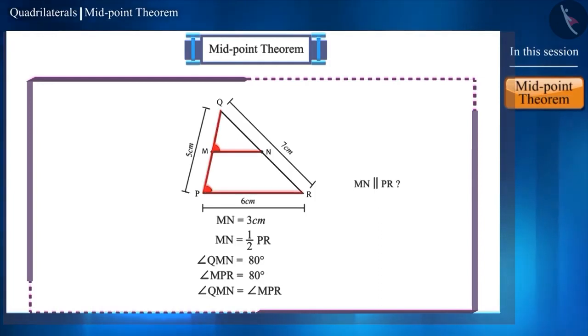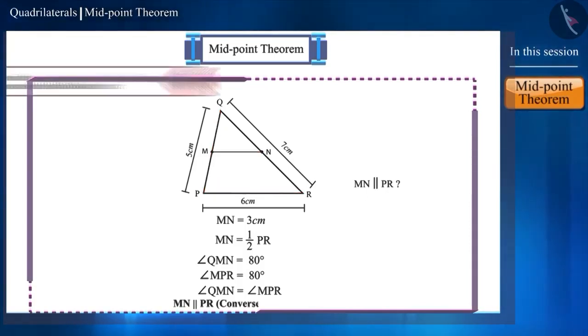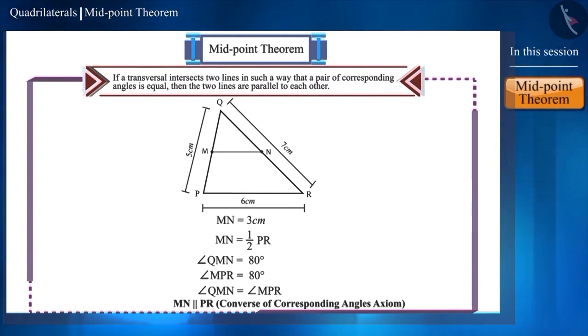Friends, we know that these two angles are corresponding angles formed by the intersection of the line segments MN and PR with the transversal PQ. If we use the converse of the corresponding angles axiom here, then we can say that the line segment MN and side PR are parallel.